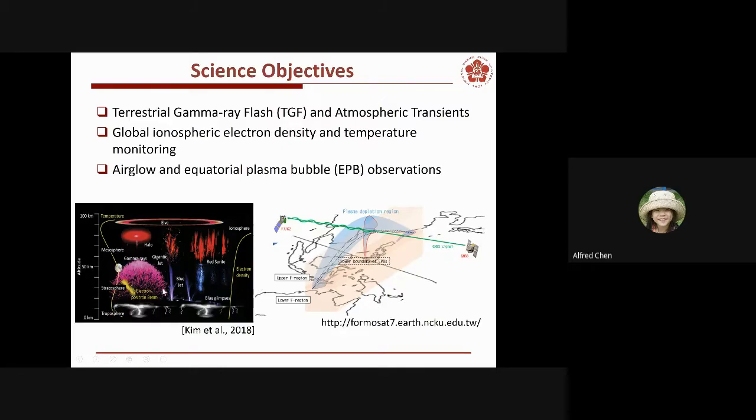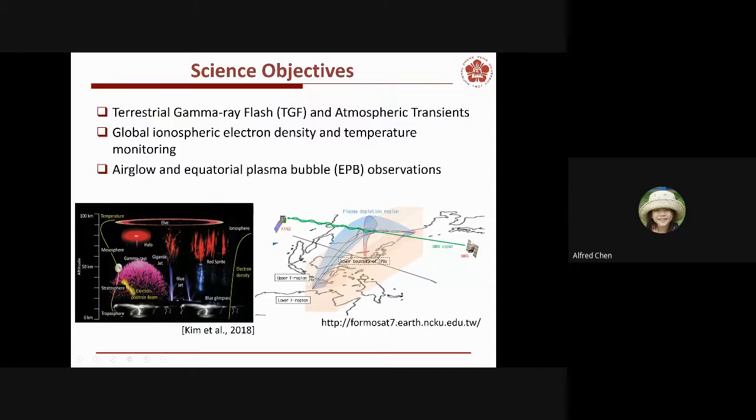So we can have two cartoons to show about the terrestrial gamma ray flash and the atmospheric transients here. I will give more elaboration on these topics later. And the EPB is also a very important topic, which is now observed by Formosa 7.